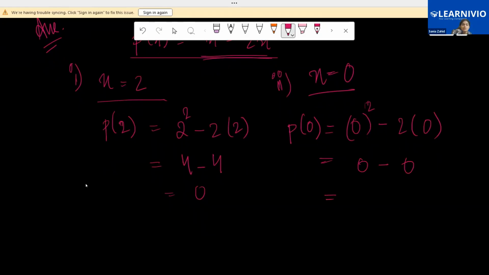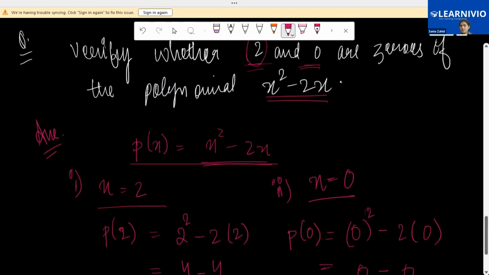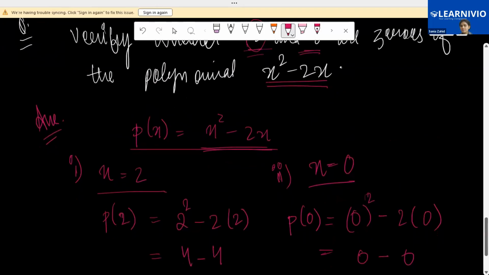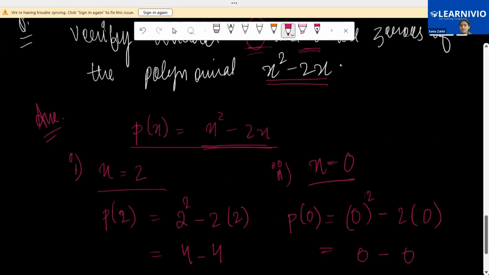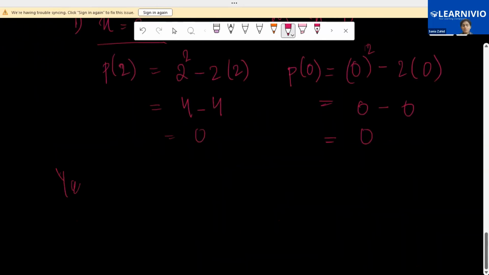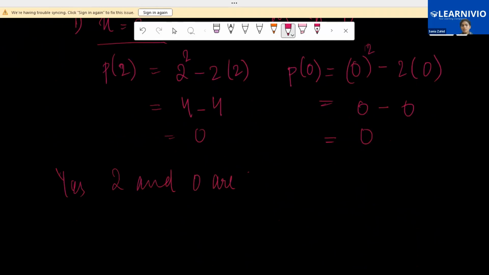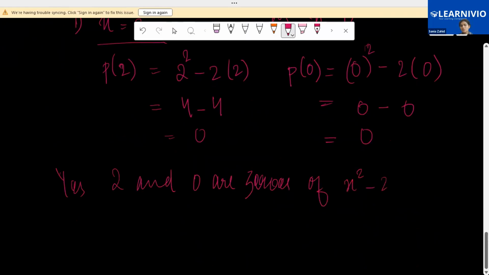Any number multiplied by 0 is 0. Omema, what are your answers? I got 0 for both. Okay, so can you tell us, Omema, whether these are the zeros of the polynomial or not? Yes, these are the zeros of the polynomial. So you can write down: yes, 2 and 0 are zeros of x square minus 2x.